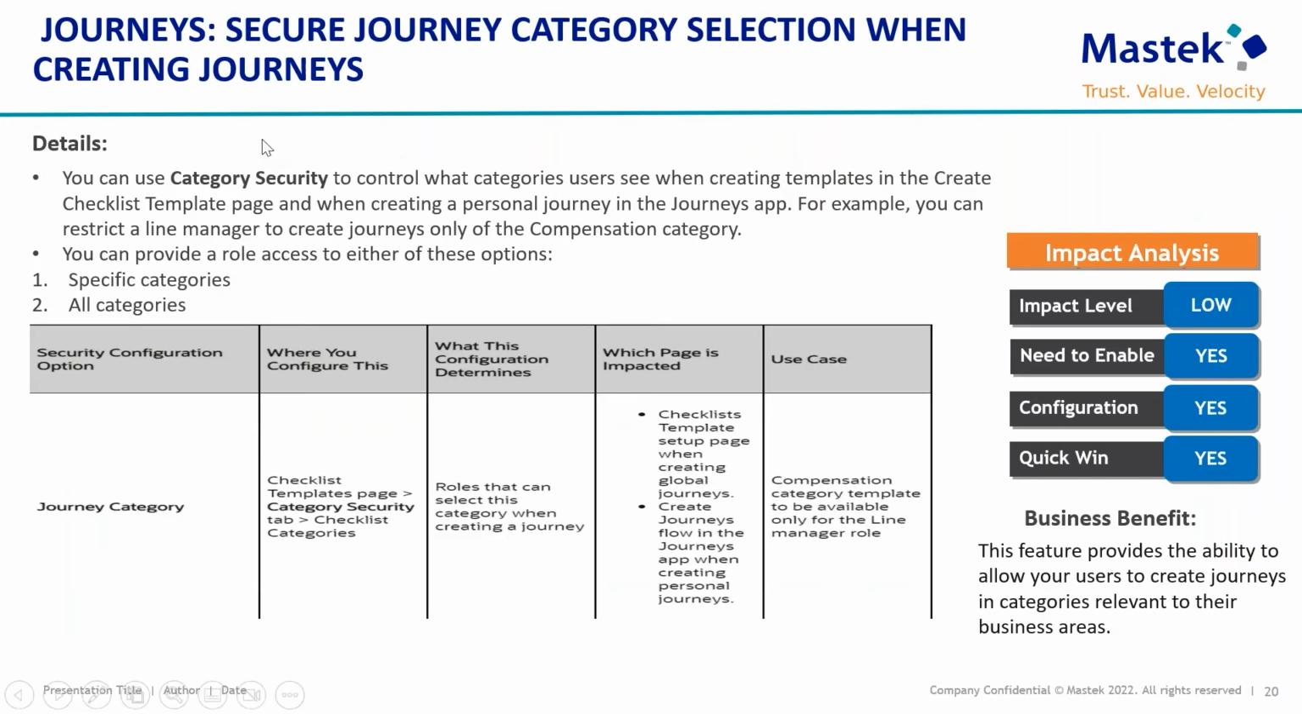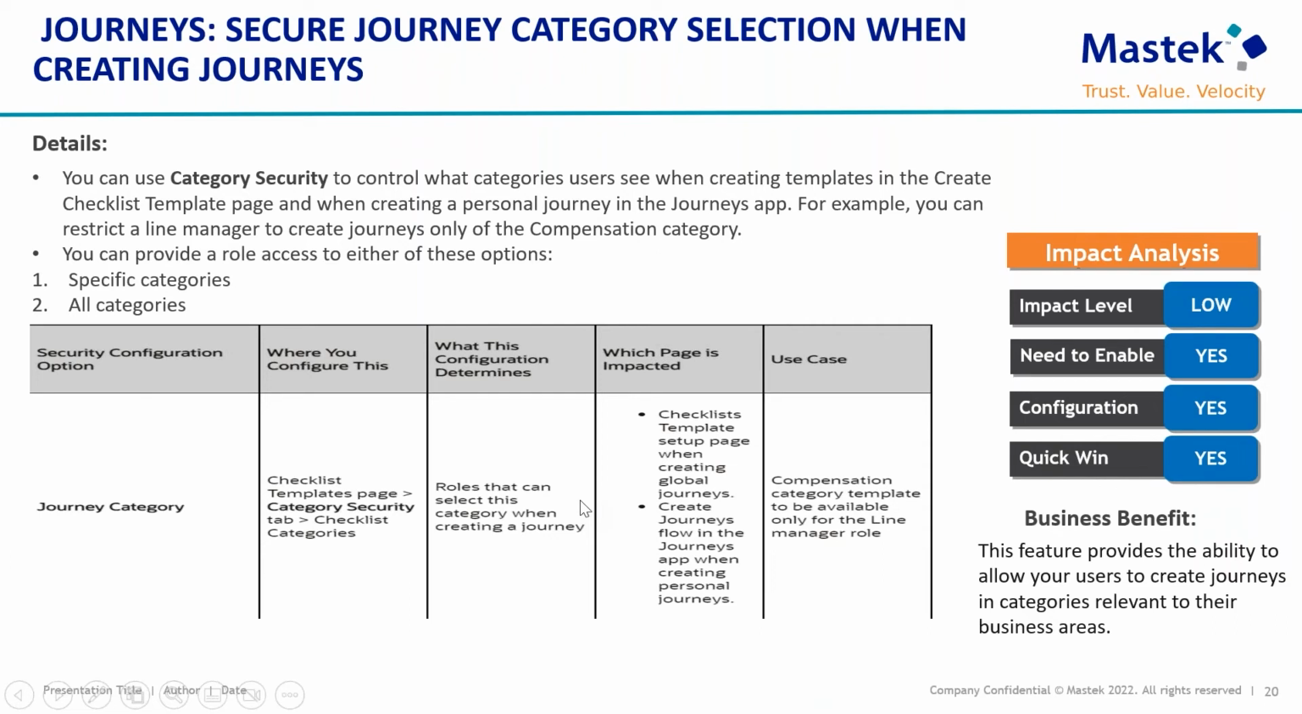Then the other feature is securing journeys category selection when creating a journey. This is a good feature, I can say, wherein users will be able to restrict the type of journey category that can be created by certain set of users. And this requires both opting in and a configuration as well. Opting in is just enabling your journeys. If it is already there, then that is not required. Then configuring is like when you create a journey category, then you can specify which role can access, which role can create what kind of journey categories.